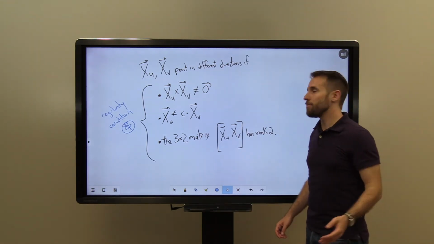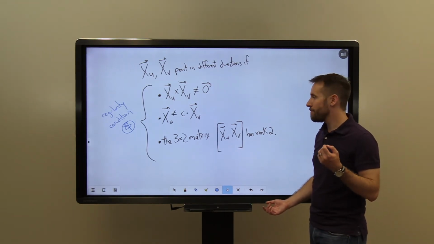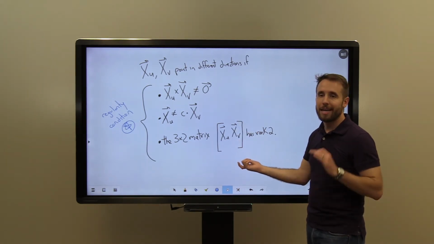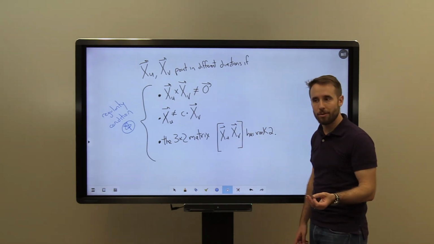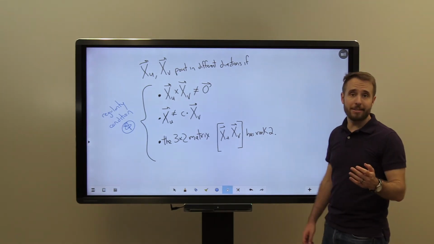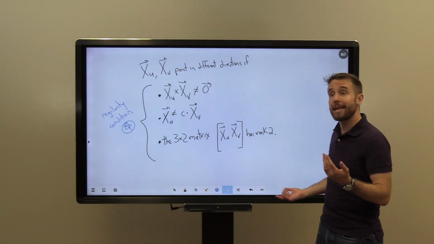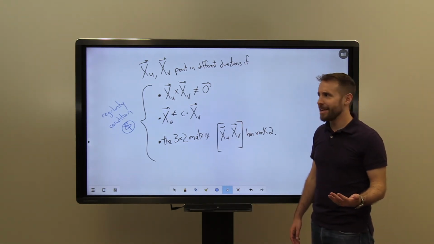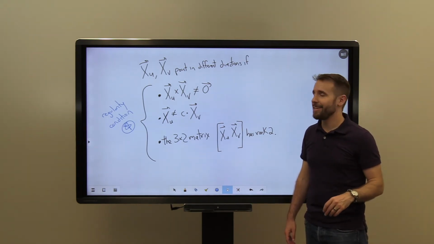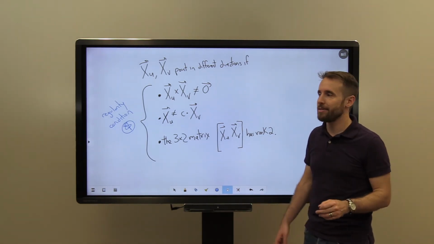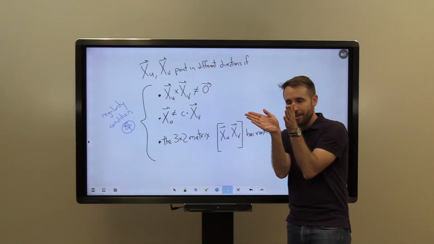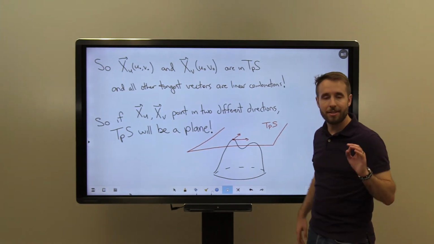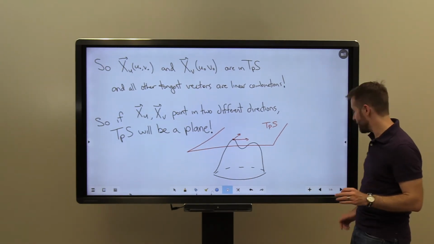In a slightly more linear algebra approach, we can look at the 3x2 matrix that's given by writing x sub u as a column and x sub v as a column, and see whether or not that matrix has rank 2, or whether or not it has full rank. And if it does, then we're good to go, right? If it doesn't, that means that one of these is a scalar multiple of the other. And taken independently, any one of these conditions is enough to guarantee that our two partial derivatives point in different directions as vectors, and therefore our tangent space is in fact a tangent plane.